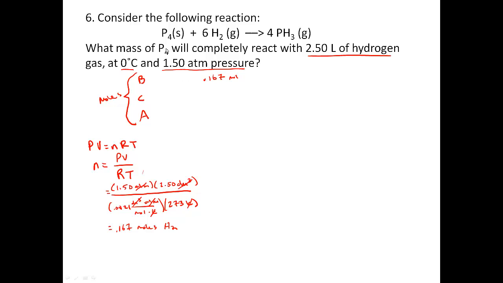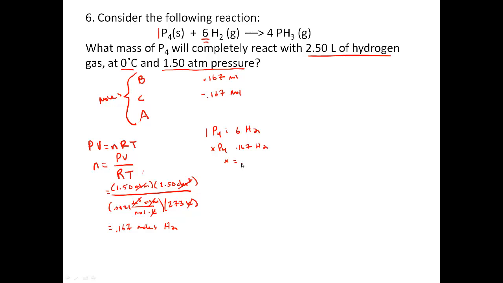The question is what the mass of P4 is. Well, let's go ahead and figure this out. If we react 0.167, how many moles of P4 are we going to need? Well, the ratio is 1 P4 to 6 hydrogens. So how many moles of P4 are we going to need? If you can't figure that out, let's just set up a ratio. If we've got 1 P4 per 6 H2s, if we have 0.167 H2s, how many P4s is that going to be?